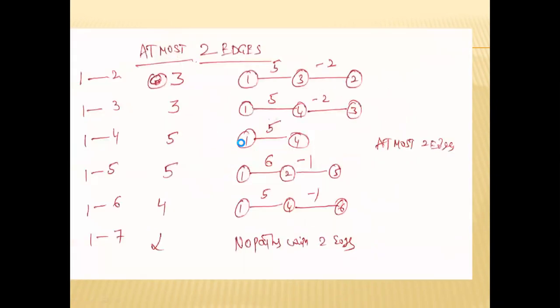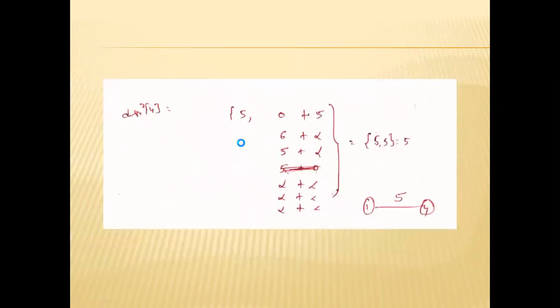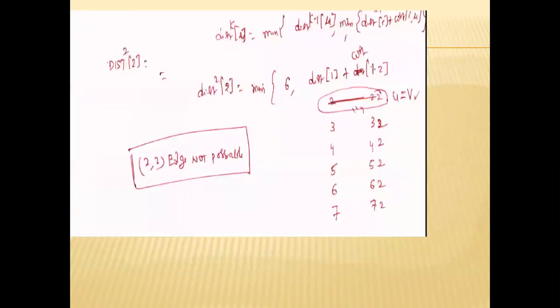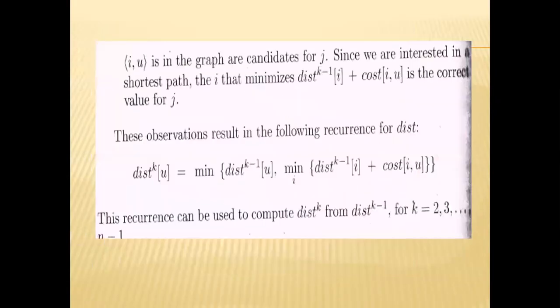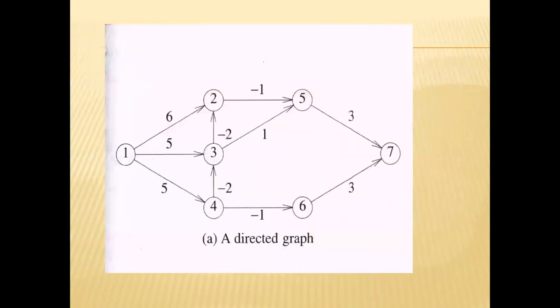For example, suppose we consider the graph, that is in our graph, with vertices 1, 2, 3. There is no path available by using 3 edges.